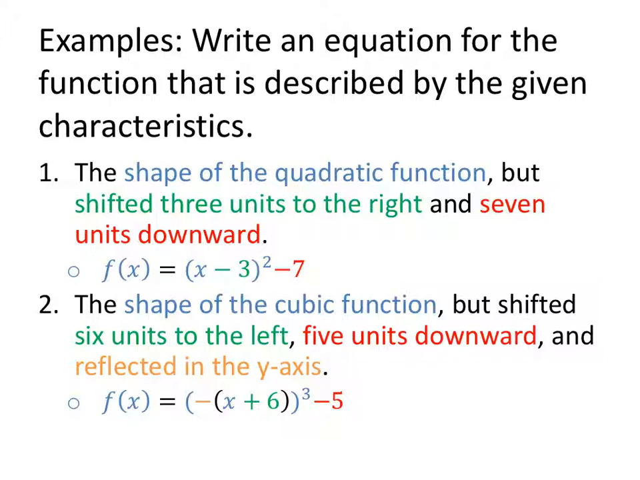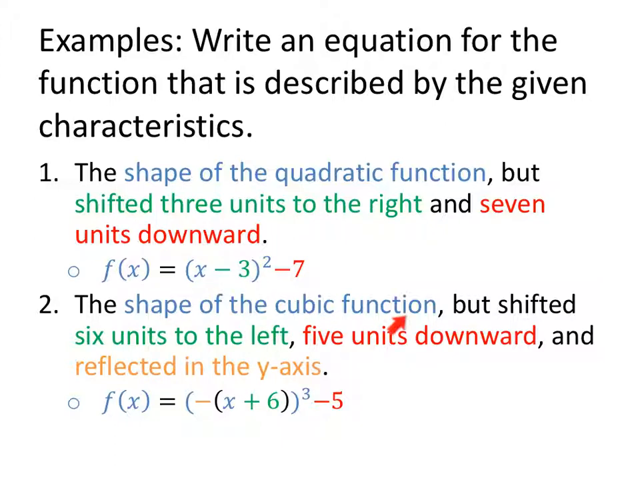All right, so given a function, we could describe the transformations, but if we're given the transformations, can you write the function? Let's take a look. Write an equation for the function described by the given characteristics. The shape of the quadratic function. So I know f of x equals, and I'll have parentheses, x, something, squared. So in blue, I write that part down first. But shifted 3 units to the right, so I'm going to subtract 3 on the inside. And 7 units downward, so I'm going to subtract 7 on the outside, and there I have my function.